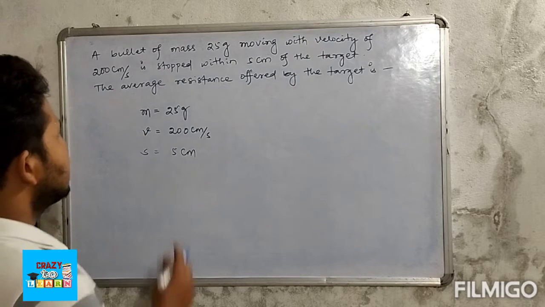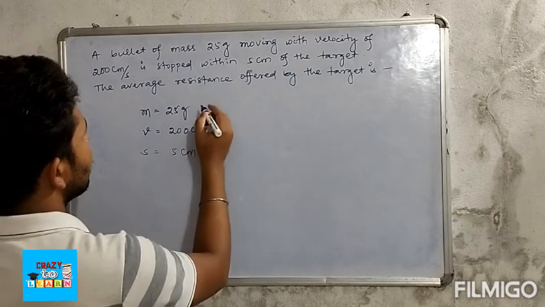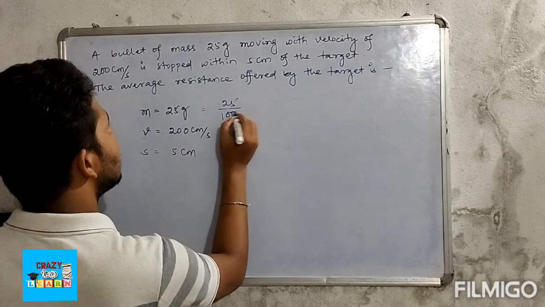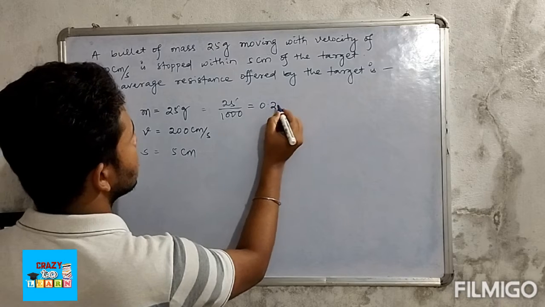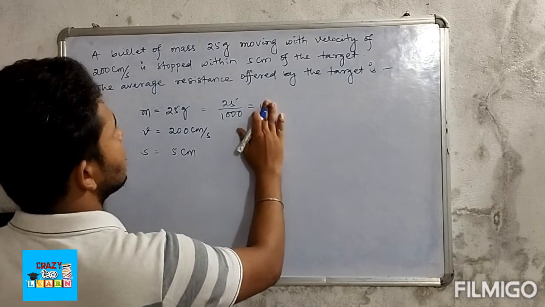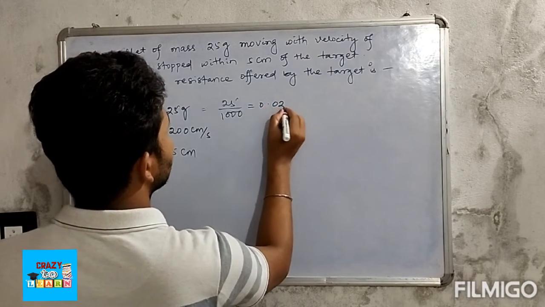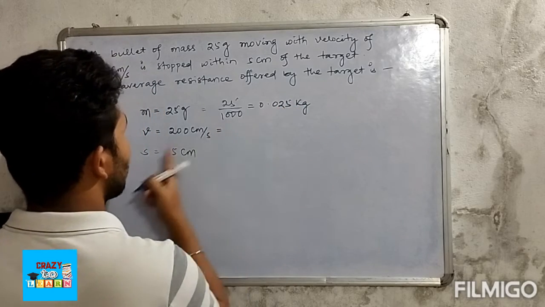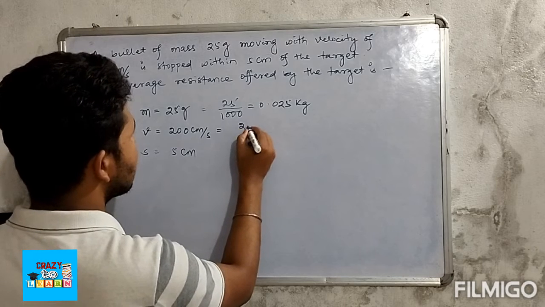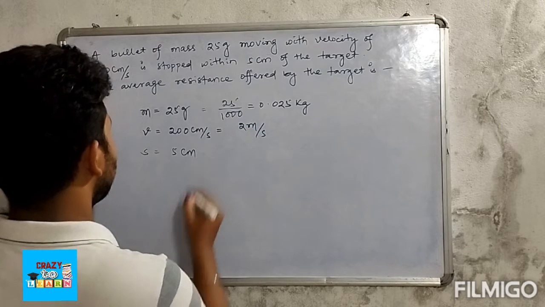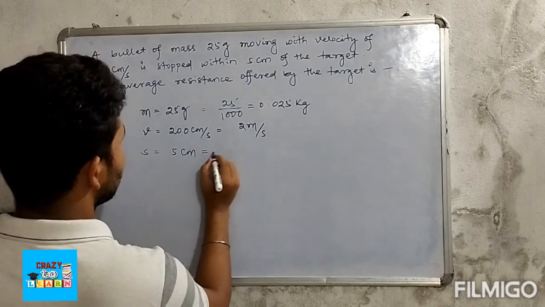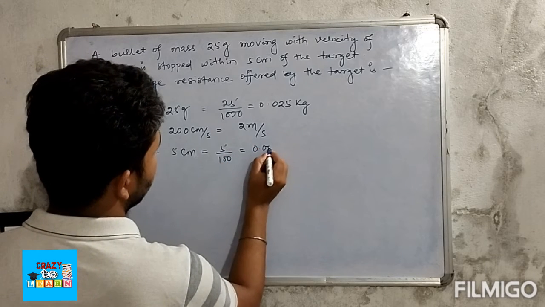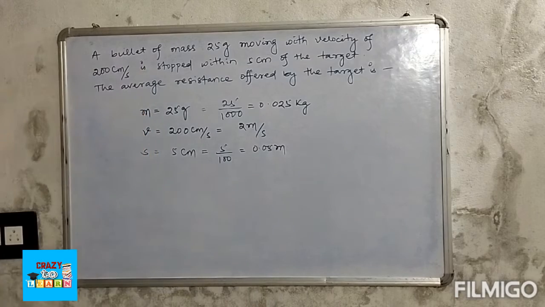So first convert these things to the SI unit. 25 gram is equal to 25 divided by 1000. You will get 0.025 kg. 200 cm, 100 cm is equal to 1 meter. So 200 cm is equal to 2 meter per second. And 5 cm is equal to 5 divided by 100. That means 0.05 meter. Clear?